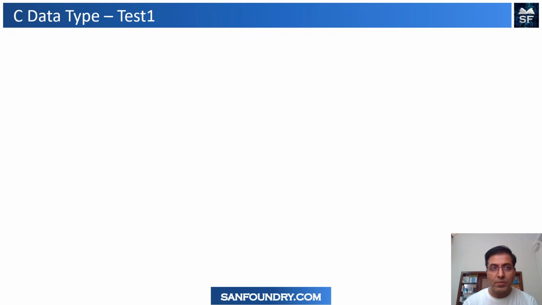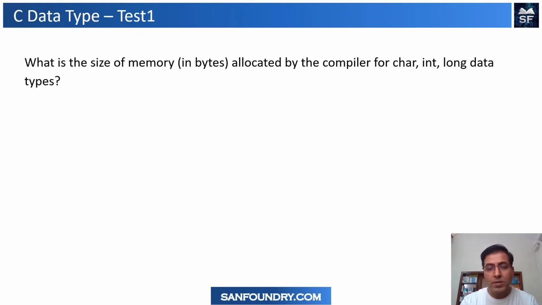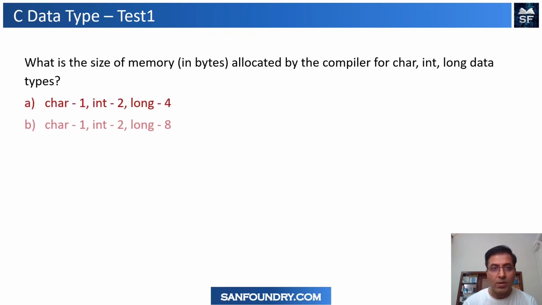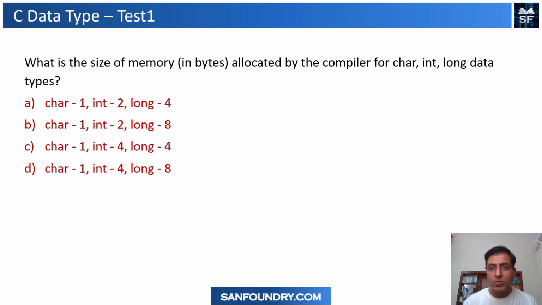To begin with, we will do some tests like in all the other classes. So let's start with the first test. What is the size of memory in bytes allocated by the compiler for character, integer, and long data types? You have four choices here: a character 1 byte, integer 2 bytes, long 4 bytes, and then other choices.